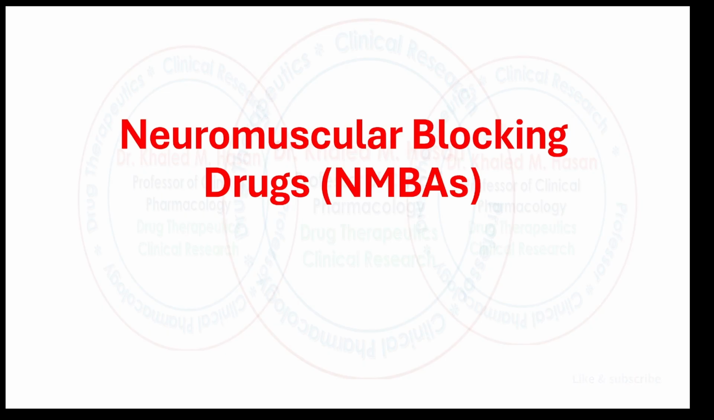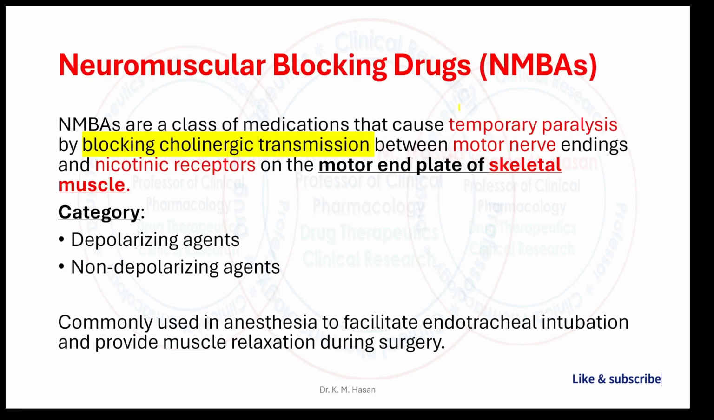Okay, speaking about the neuromuscular blocking drugs, NMBAs, neuromuscular blockers or neuromuscular blocking agents. Here we are talking about a class of medication that causes temporary paralysis by blocking cholinergic transmission between the motor nerve endings and the nicotinic receptor on the motor end plate of the skeletal muscle. So this group of medication blocks nicotinic receptors at the level of skeletal muscle.